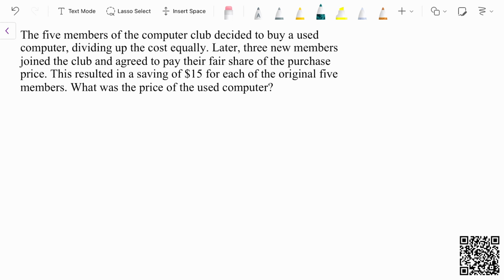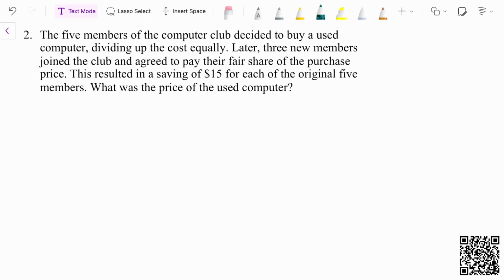Which is actually surprisingly cheap. I think it might be broken down or something. But that's not really the point here. We're not talking about real world economics.